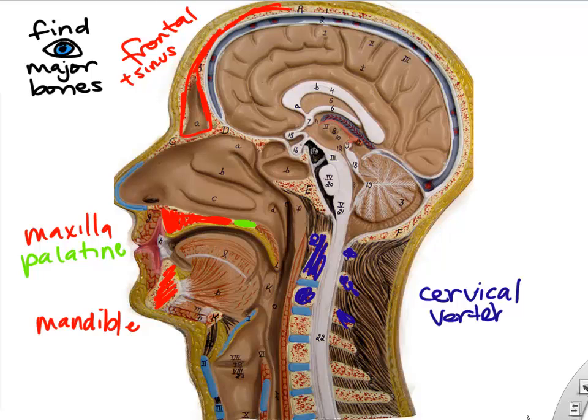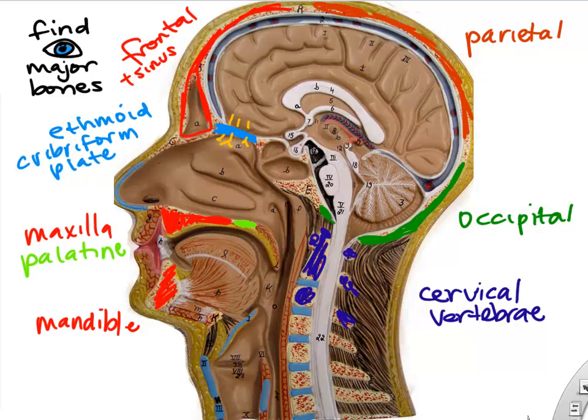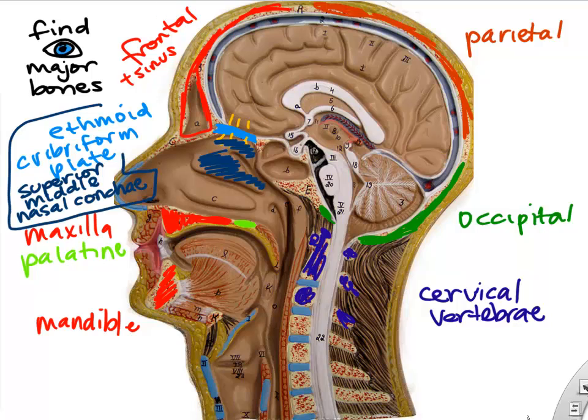I'm going a little too fast to name them all, but you can see the roof of your mouth is the maxilla and palatine. We can see our mandible in there going through the skull. We've got the big bones like the parietal bones at the back, the occipital bone. We've got little bones like the ethmoid bone. You've got to look between your brain and your nasal cavity. There's that little ethmoid bone. The ethmoid bone also makes up, besides the cribriform plate, the superior and middle nasal conchae. So we can see those there.